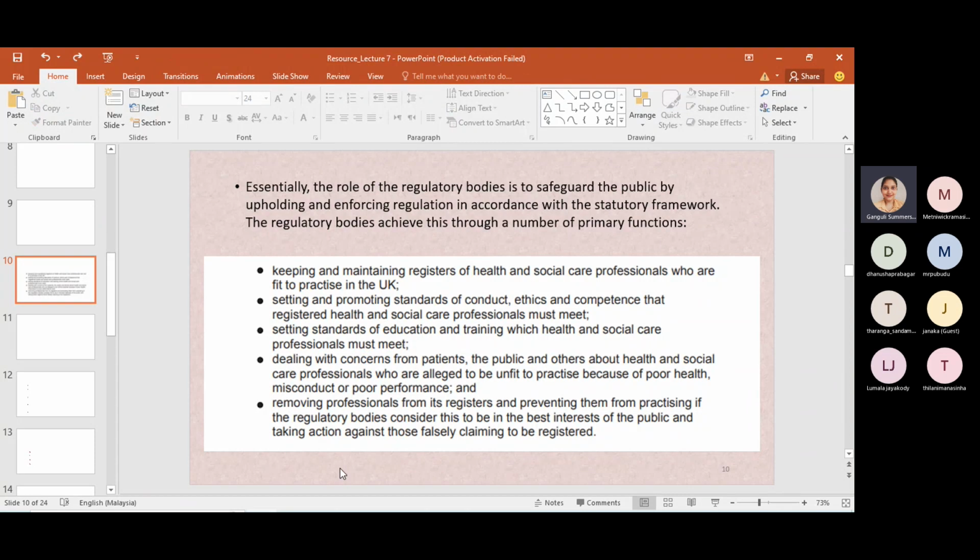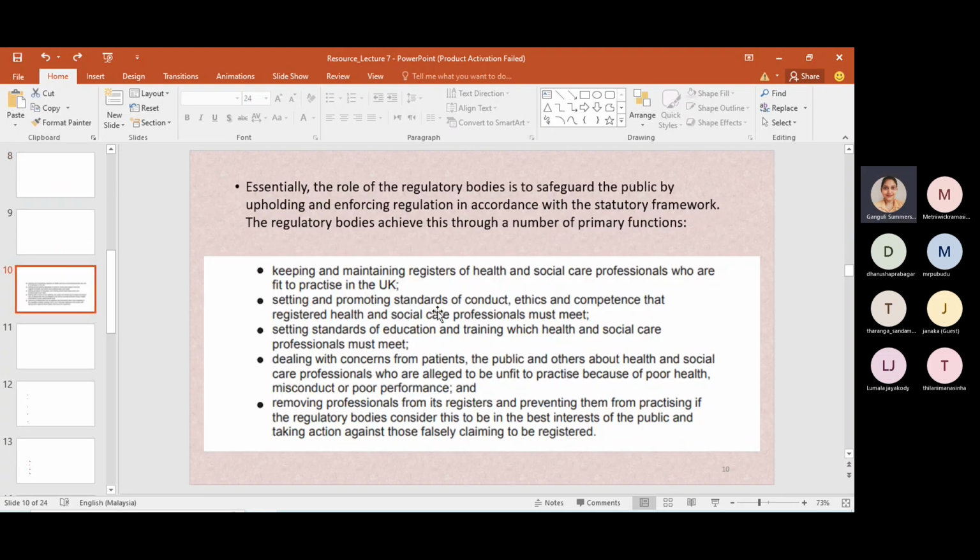Okay, so the first point over here, keeping and maintaining registers of health and social care professionals who are fit to practice in the UK. Here we are talking about the regulatory bodies in the UK, right? So these are the primary functions of the regulatory bodies in the UK. These regulatory bodies maintain registers. These registers contain information about health and social care professionals. Okay, so you guys remember the registers that we had at school, right?